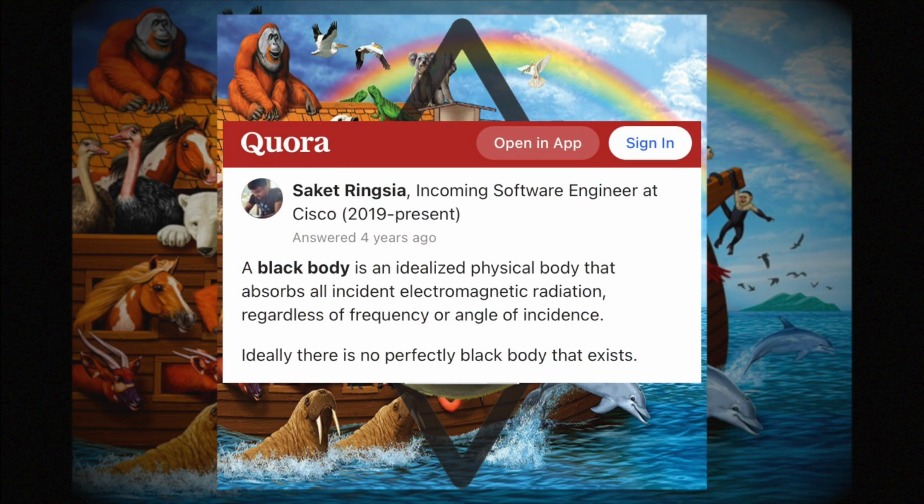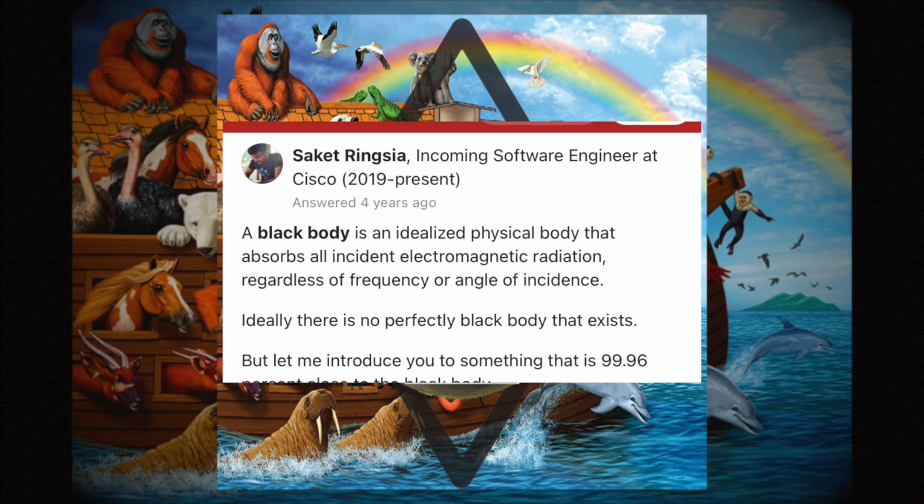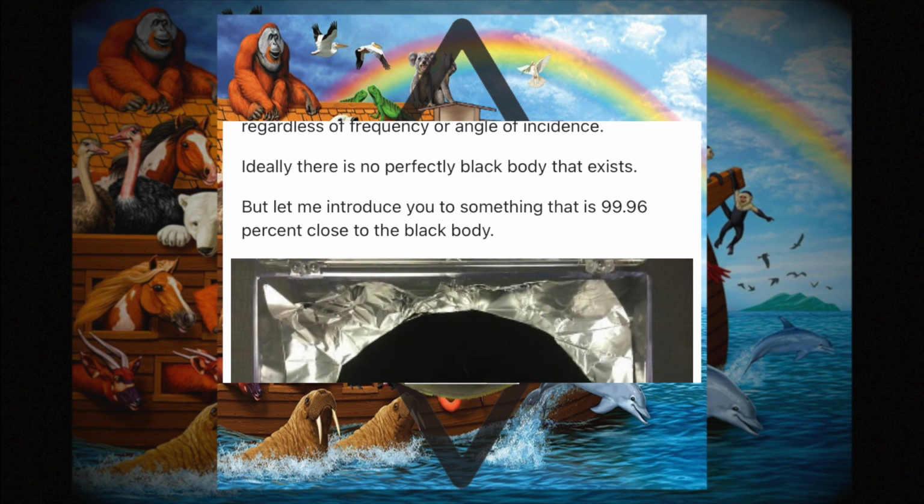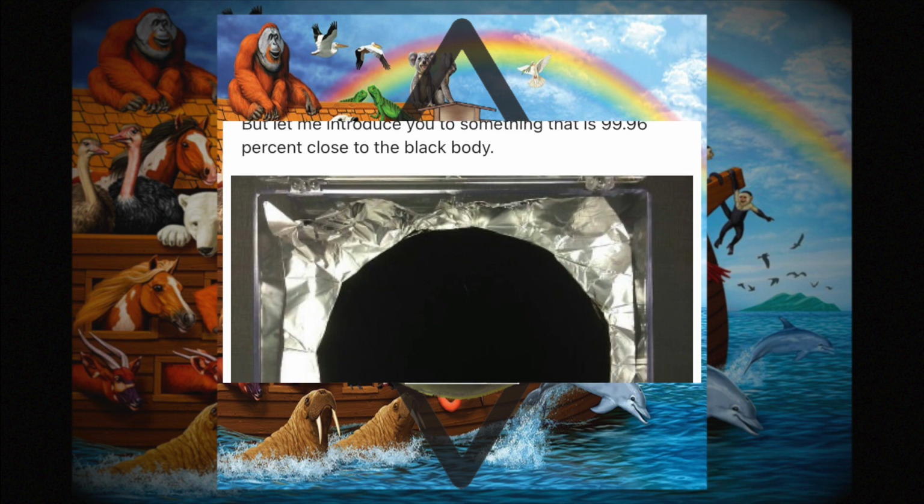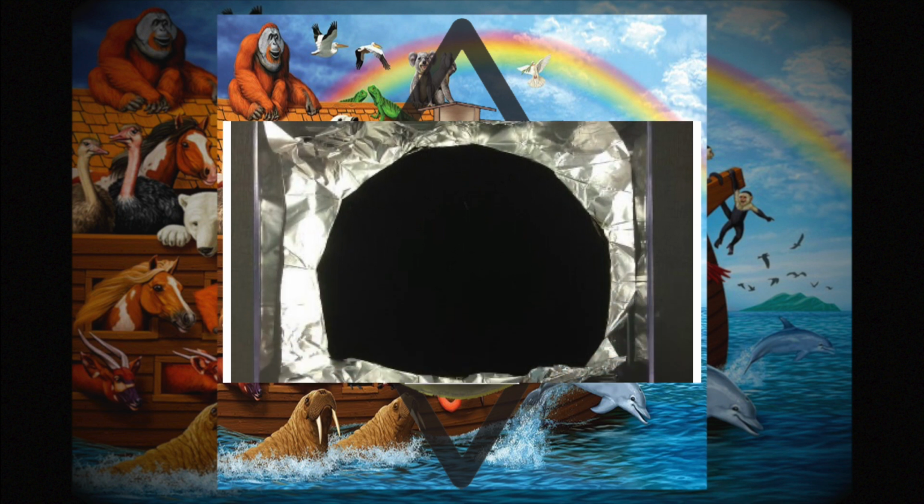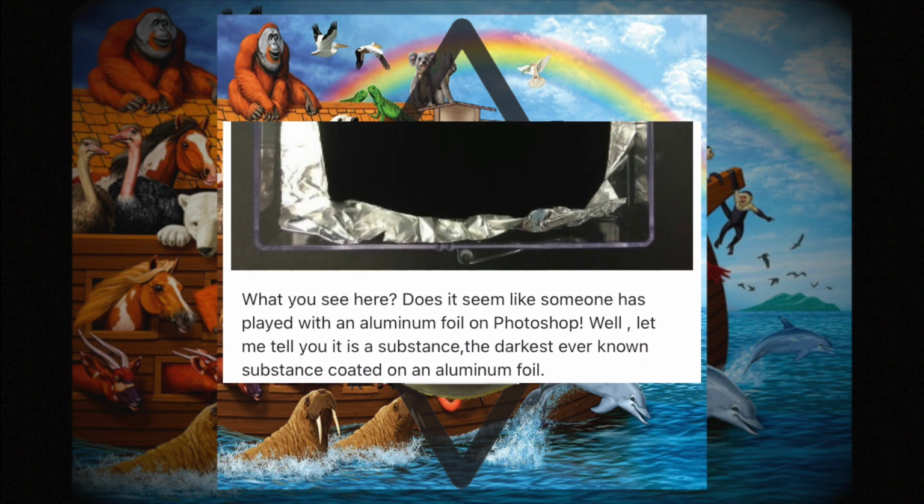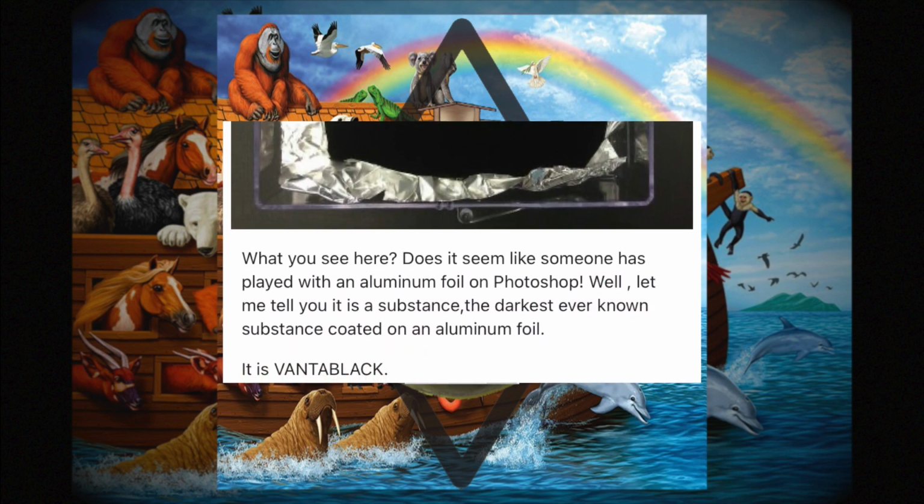The black body is an idealized physical body that absorbs all incident electromagnetic radiation, regardless of frequency or angle of incidence. Ideally, there is no perfectly black body that exists. But let me introduce you to something that is 99.96% close to the black body. What you see here, does it seem like someone has played with an aluminum foil on Photoshop? Well, let me tell you, it is a substance, the darkest ever known substance, coated on an aluminum foil. It is Vantablack.